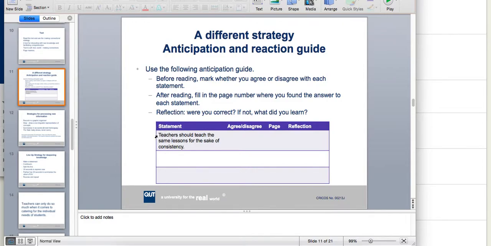I could have given you a list of statements such as teachers should teach the same lessons for the sake of consistency. So all teachers should teach in the same way. So before you read the text, you would mark whether you agree or disagree with that, and then you'll read the text. After you've read it, you'll have a think about whether you still agree or disagree, and make a page reference to wherever is appropriate. So you can use that for both fiction and non-fiction text. So it's about getting students to think before you read, and then thinking after and looking at whether or not your opinions have changed or whether you were correct or incorrect. So that's called an anticipation and reaction guide.